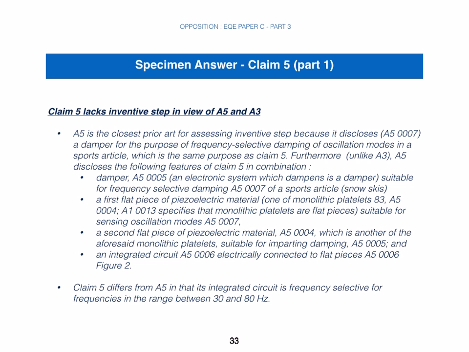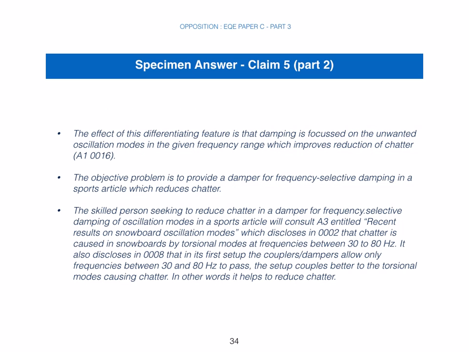Then we turn to the differentiating feature. Claim 5 differs from A5 in that its integrated circuit is frequency selective for frequencies in the range between 30 and 80 Hertz. It continues then with the effect. The effect of this differentiating feature is that damping is focused on the unwanted oscillation modes in the given frequency range, which improves reduction of chatter, A1 paragraph 16.